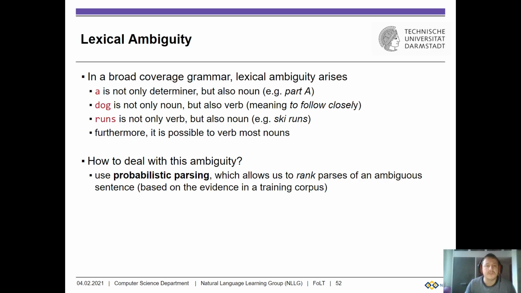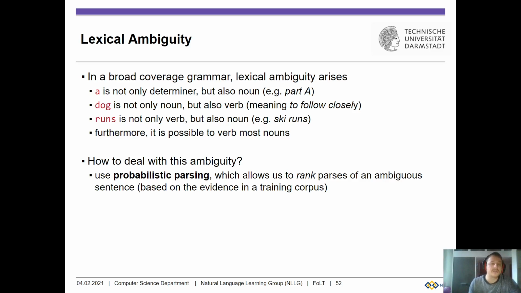For example, if we have a broad coverage grammar, then there will be a lot of lexical ambiguity. For example, A is not only a determiner, but it can also be a noun. Dog is not only a noun, but it can also be a verb. Runs is not only a verb, but also a noun. And this happens very often, especially in English, that a verb can be a noun and vice versa. So if everything can have different parts of speech, then everything can also be a noun phrase or a verb phrase, for example. So you will end up with very, very many different analyses of each input sentence.